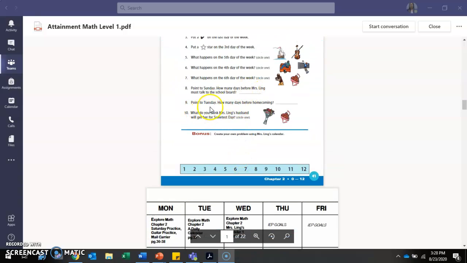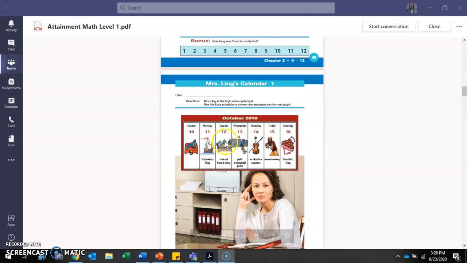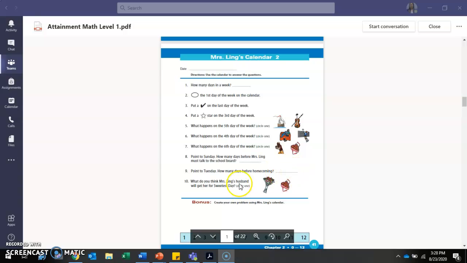So then it says point to Tuesday. How many days before homecoming? So how many days before homecoming? So you're going to point to Tuesday, is right here. Martes aquí está. ¿Cuántos días antes del homecoming? So vas a contar 1, 2, 3. So what's your answer? 3.